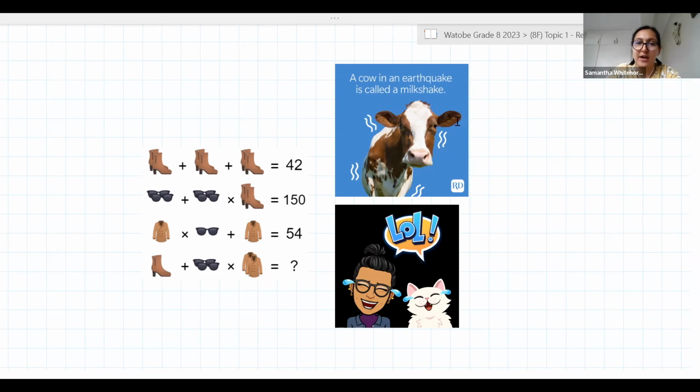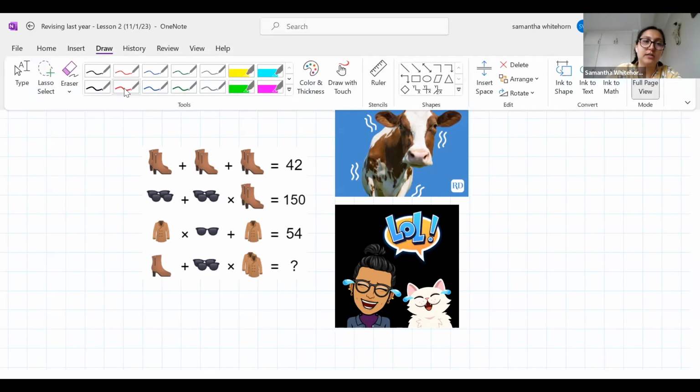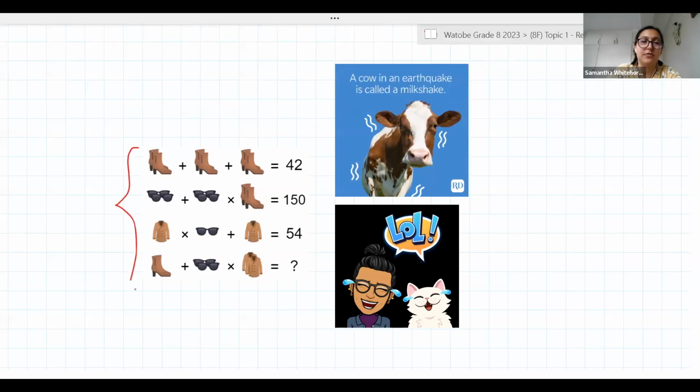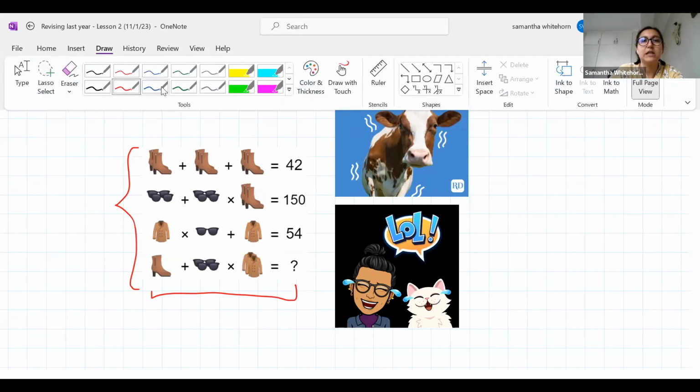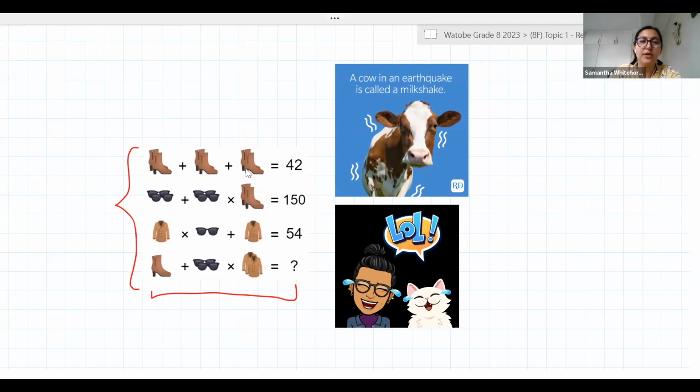Okay, so for this brain break, we want to look at the pictures that we have here, and I'm sure most of you have seen these before. We want to figure out the value of each of the boots, sunglasses, and coats in order to work out the value of this final sum at the bottom. You can approach it however you want, but what I try to look for is an expression, one of these 4 lines, where we're working with the same image. In this first one, all of these are boots, so I'm adding exactly the same value 3 times to get the number 42.